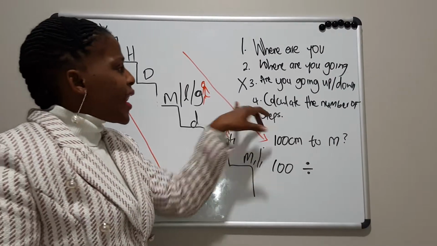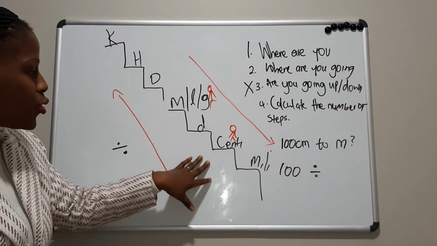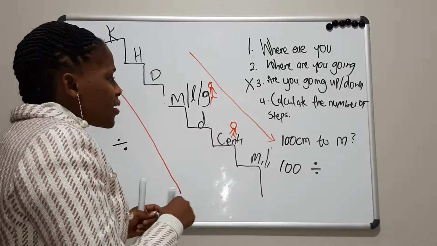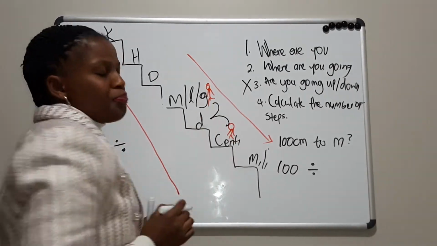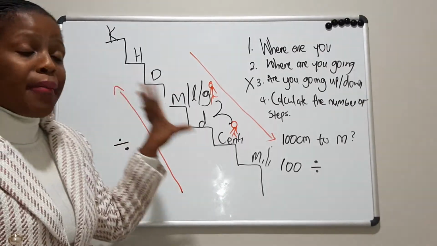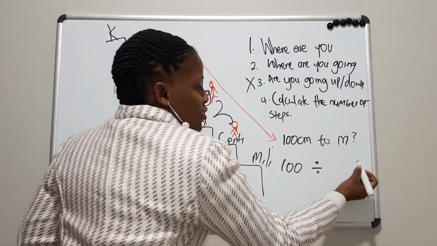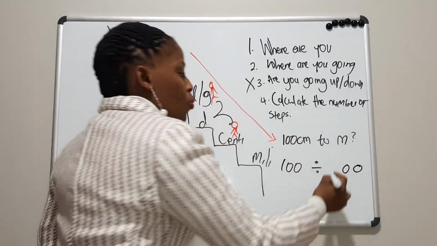So now the last step says calculate the number of steps that it's going to take you to move from centi to meter. So now you're going to calculate the steps. So we are moving now. 1, 2. So now the number of steps, they are equal to the number of zeros that you're going to use. So you're just going to write 1, 2. And I usually say always add 1 in front.